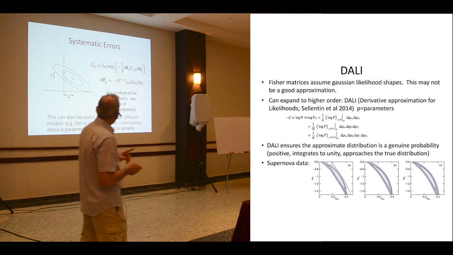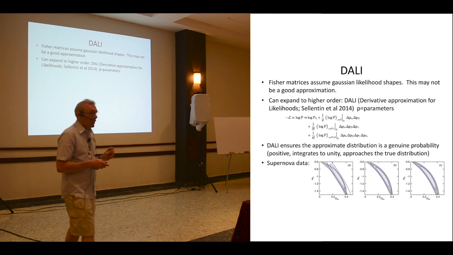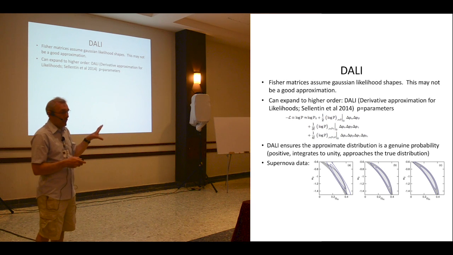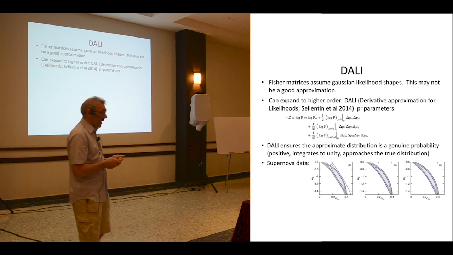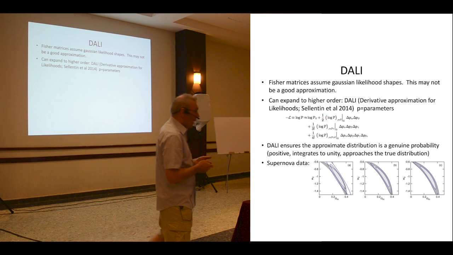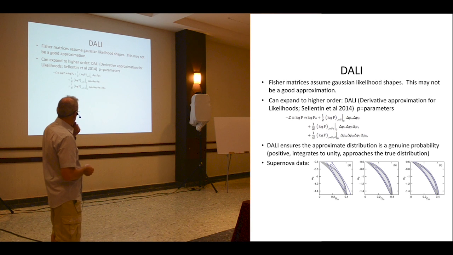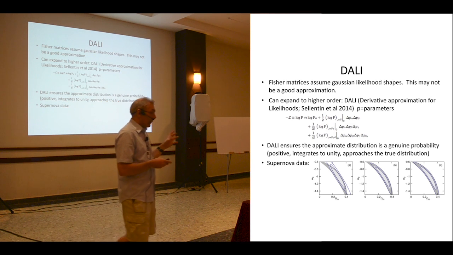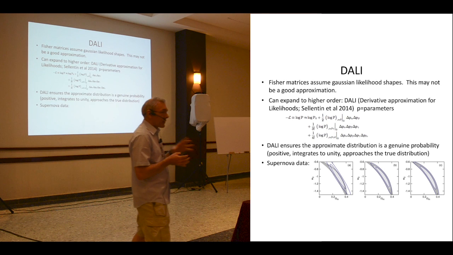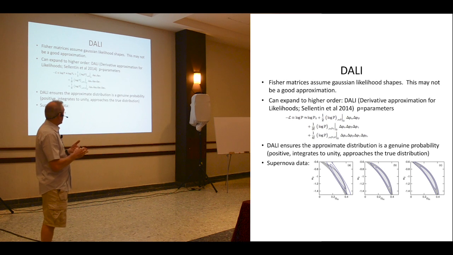Let me finish by mentioning more sophisticated things that you might sometimes find useful. You always get elliptical contours with the Fisher matrix because it assumes that the likelihood surface is Gaussian shaped. If you want to do better than that, you can use a thing called DALI, where you expand the likelihood surface to higher order, just written here, expanded to fourth order in the parameter differences. And DALI is a way to give you an approximation to the probability surface that has a number of nice properties. It's a genuine probability distribution, so that it's positive, it integrates to unity, and it approaches the true distribution as you include more terms.